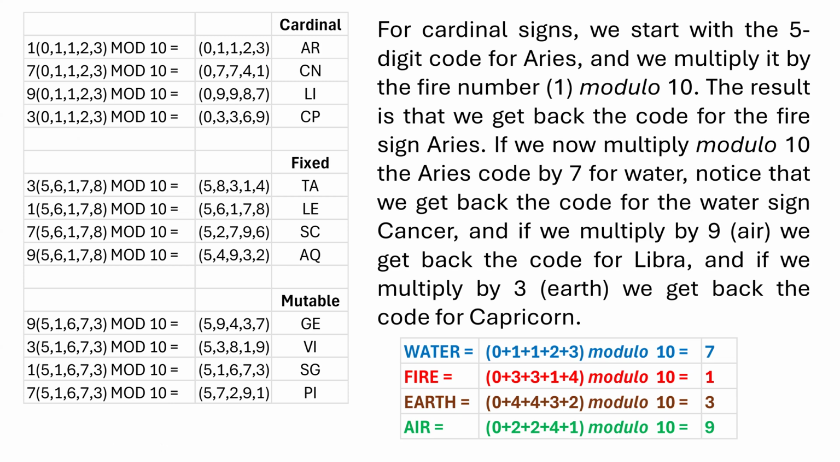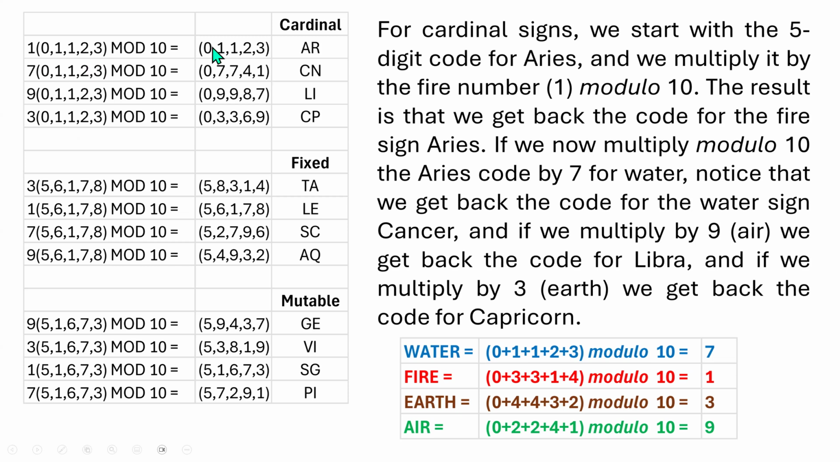But look at what happens if I multiply this Aries code by 7. 7 is going to be the water number. You multiply this by 7, reduce it modulo 10, you get back the code for Cancer. Okay, this is the 5-digit code in our Aries zodiac for Cancer. When you take modulo 10 of the Fibonacci sequence, you get that Pisano period of length 60. You lay it around the zodiac beginning at Aries. And this is the 5-digit code that falls within Cancer.